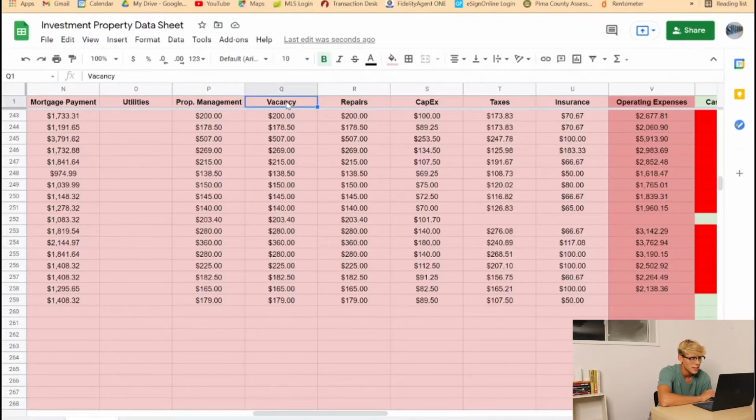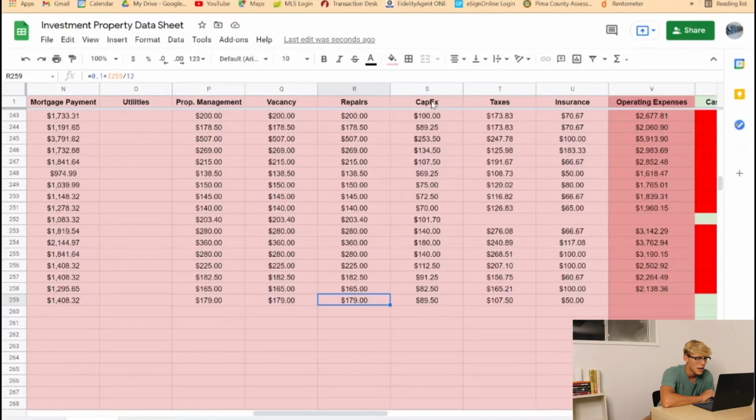Vacancy, this is a vacancy budget you're going to set up, and we run this at 10% of gross rent as well, so it's going to match our property management. This budget is specifically for any vacancies that are unexpected. You have money set aside to pay for that without having to come out of pocket. Repairs is self-explanatory. It's just a repair fund for anything on the property. That's again 10% matching our vacancy and property management.